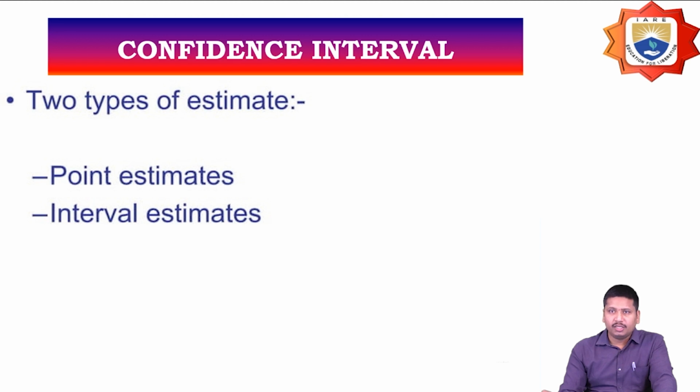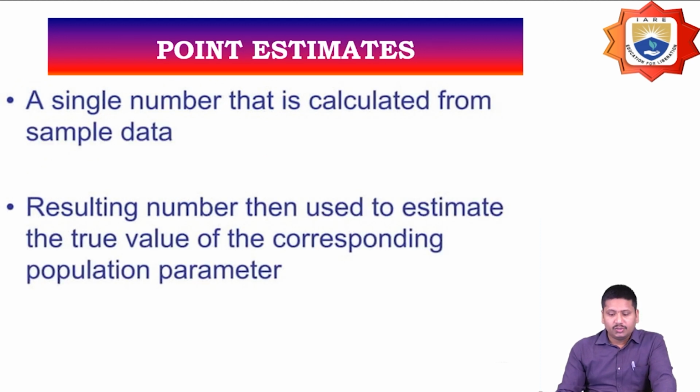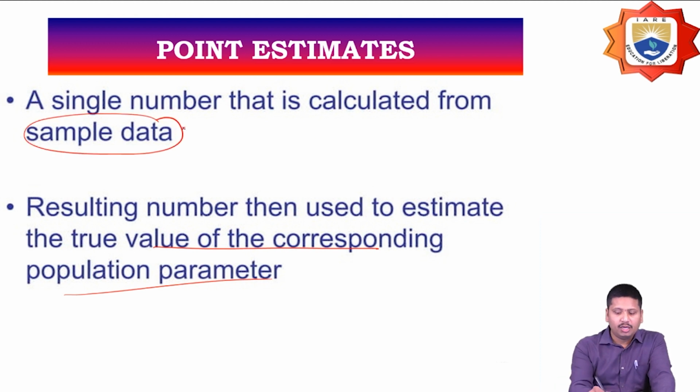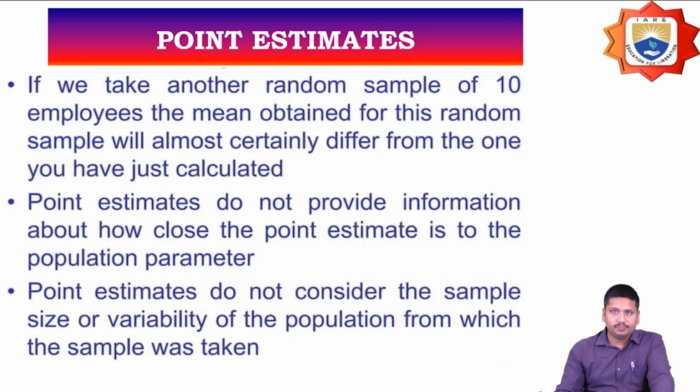There are two types of estimators, point estimates and interval estimates. What is a point estimate and what is an interval estimate, we will see now. Here, a single number is calculated from the sample data. The resulting number, which is going to estimate the true value of the corresponding population parameter, is considered the point estimate. Normally this is a resulting number that is used to estimate the true value of the population parameter.